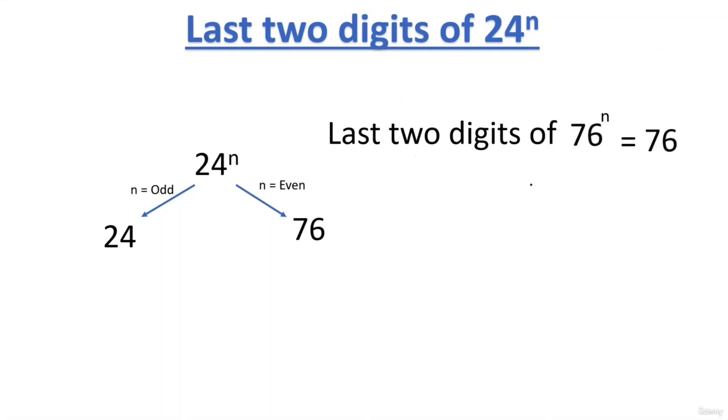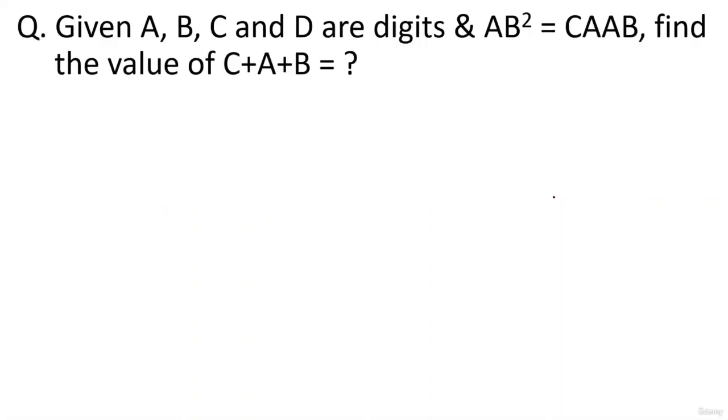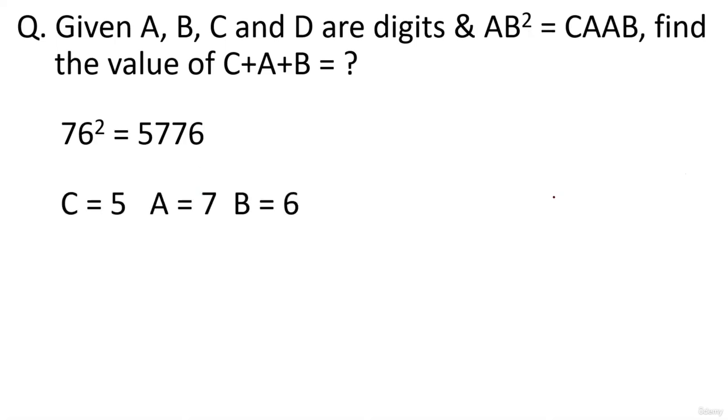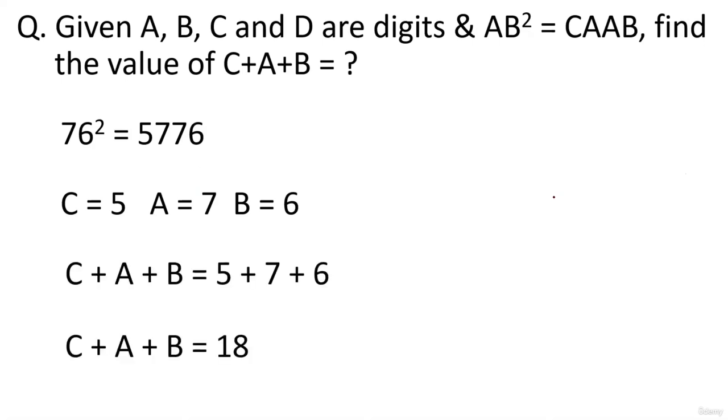If you know this concept, and if you know 76 का square is 5776, you can solve the next question very, very easily. Given A, B, C, and D are digits and AB square is CAAB, find the value of C plus A plus B. As I told you, if you know 76 square is 5776, you can clearly observe this question का answer: C is equal to 5, A equal to 7, B equal to 6. There's a very lengthy analytical method, जहाँ पे आप लोग A plus B the whole square का formula apply करें left hand side पे and compare with the right hand side. I'm not discussing that. If you apply this logic of 76 square, the question can be solved instantly. And the digits A, B, and C are 7, 6, and 5 respectively. Their sum is 18.